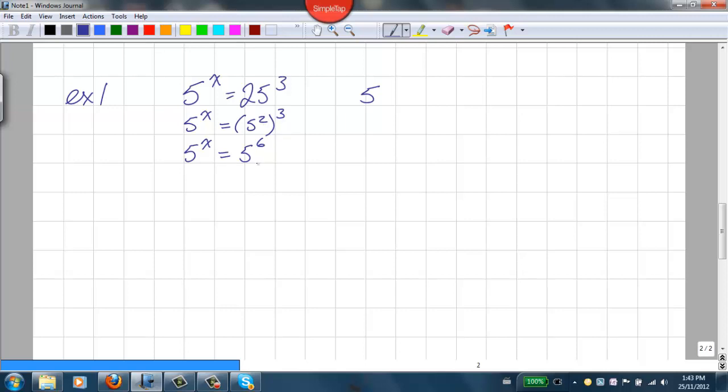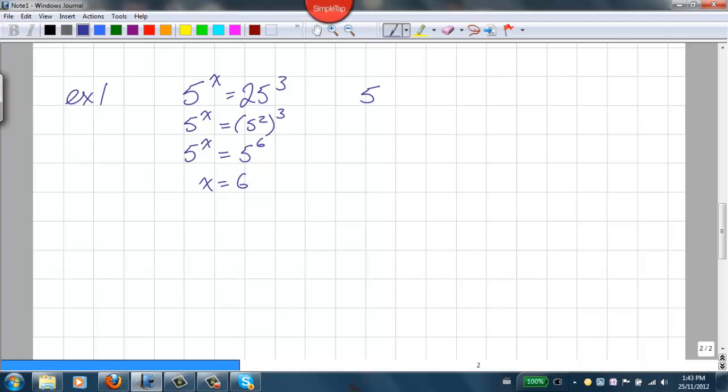Well, if we've got an equation and the bases are the same on both sides of the equation, then it must also be true that the exponents are the same. So x must be equal to 6. And we've solved the exponential equation.